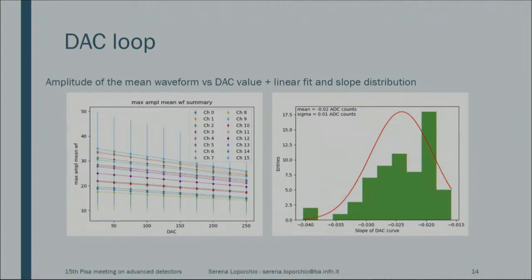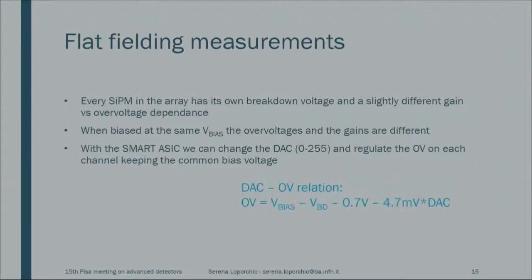Here we show you the loop on the DAQ values, and as we can see here, for only 16 pixels, the amplitude decreases while increasing the DAQ value. This is something, of course, that we expected, since higher DAQ values mean lower overvoltage, and lower overvoltage means lower gain. We fitted each of these curves with a linear function, and the slopes of these curves are reported here, distributed almost uniformly around a mean value.